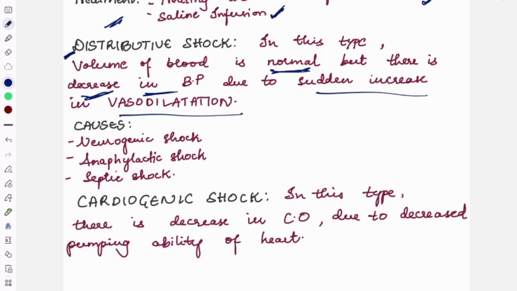Okay, now what are the causes of vasodilatation? Neurogenic shock, anaphylactic shock, and septic shock. These are the three probable causes you need to remember as it is. Okay, that can lead to distributive shock. So this is about the second type of shock, that is distributive shock. So whenever there is low BP, then we all know that that can lead to shock, that is decreased perfusion to the tissues, right? Decreased perfusion to the tissues.